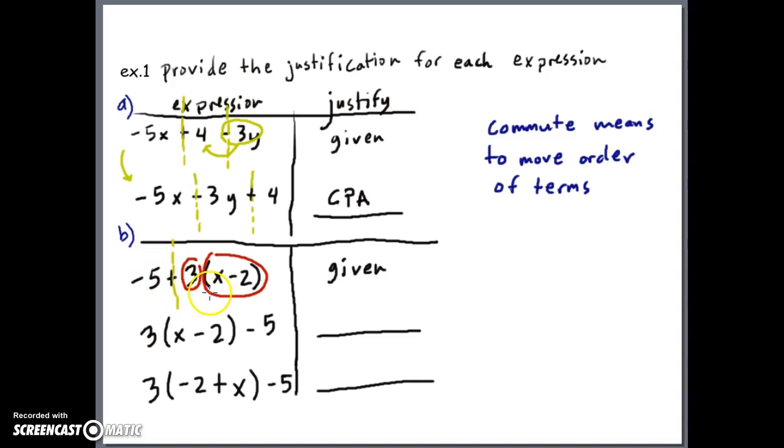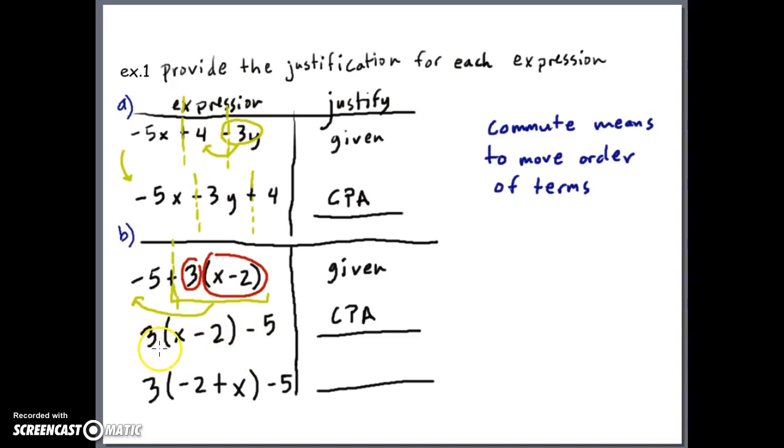So you can see what they did was they took this factor, plus 3 or positive 3 times x minus 2, and they commuted it in front of the negative 5, and they got this new expression. So we can go ahead and say that this was the commutative property of addition, right?